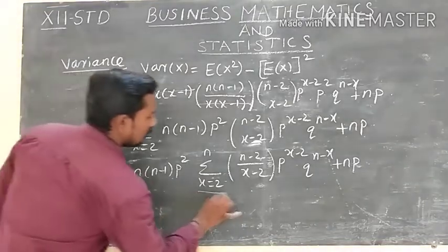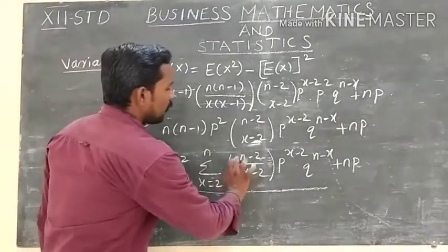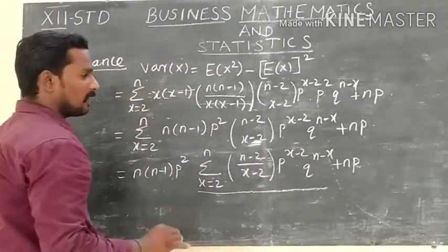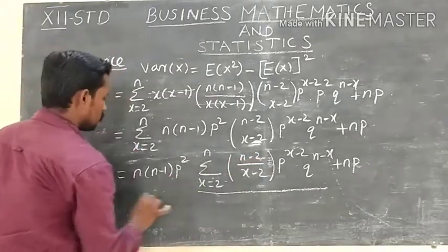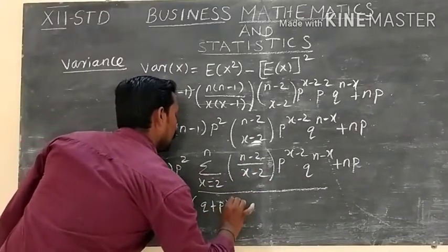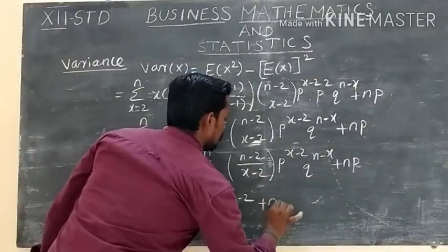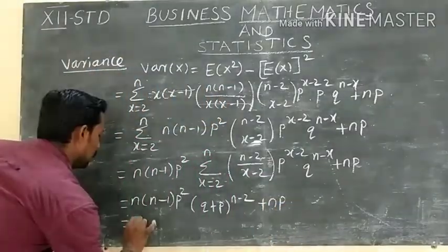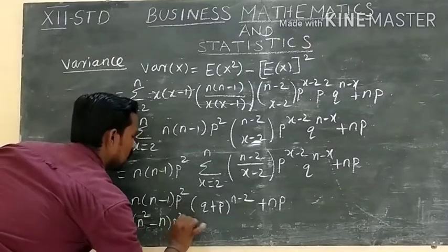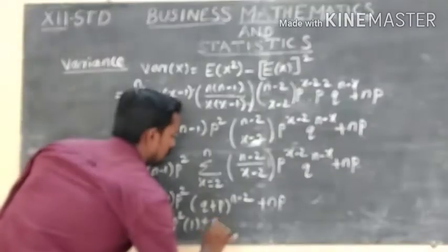Okay. So compare this term with one result. Before starting the derivation, we are given one result: n minus 1 C x minus 1 into p power x minus 1 into q power n minus x is equal to q plus p power n minus 1. Here n minus 2 appears. So change the result from n minus 1 to n minus 2. This is fully equal to q plus p power n minus 2. Okay. Applying the result, plus np, which is equal to n into n minus 1 into p square. This is fully 1 because p plus q is equal to 1. So 1 power n minus 2 is 1, plus np.